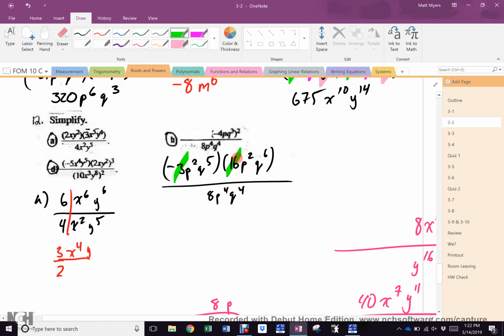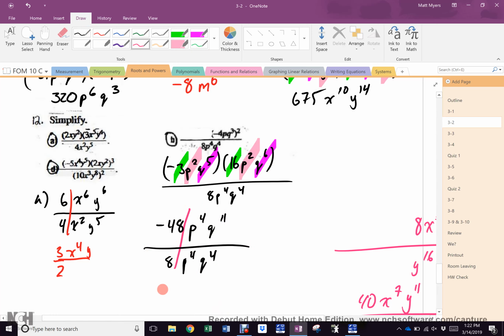Now, numbers with numbers. What's negative 3 times 16? I can't do that in my head, Mr. Myers. Fortunately, you're allowed to use your calculator. It is negative 48. What is letter with letter? P squared and p squared, p to the 4th. Letter with letter. Q to the 5th, q to the 6th, q to the 11th, over 8p^4q^4. Numbers with numbers. Negative 48 divided by 8, negative 6. P^4 over p^4, p to the 0, which is 1, so it's gone. Q to the 11th over q to the 4th, q to the 7th. Done.